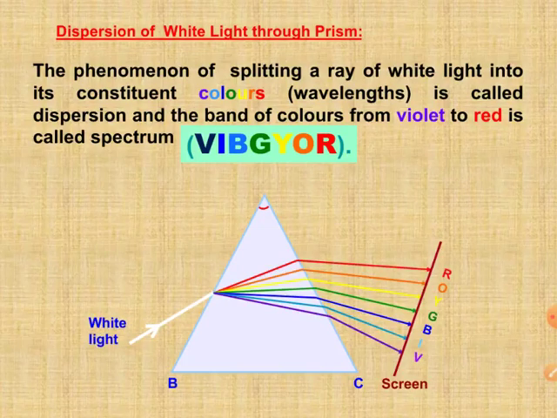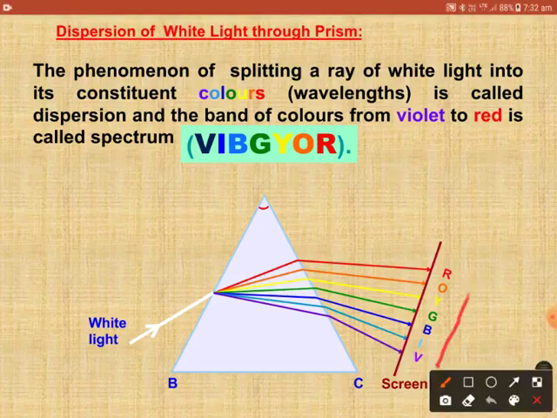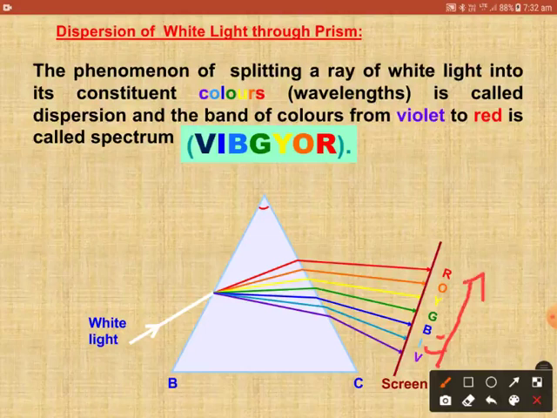White light is incident on the prism, and you will see that the white light is split through refraction. It emerges as different colors, starting from violet, then indigo, blue, green, yellow, orange, and red. So it will be like that.